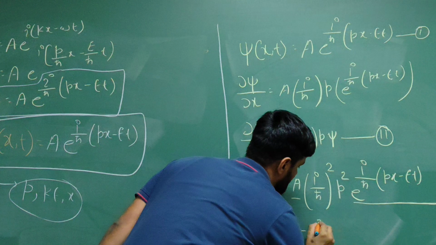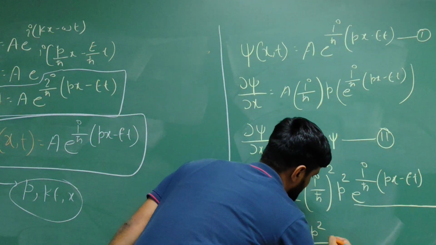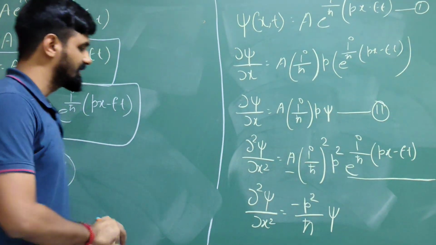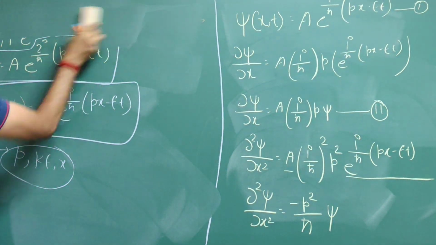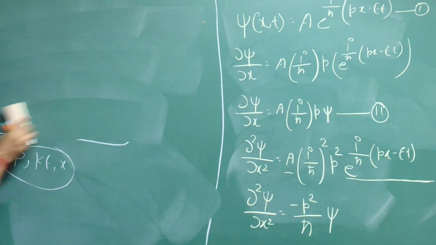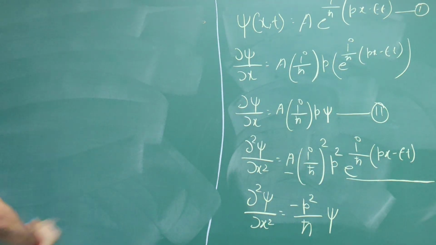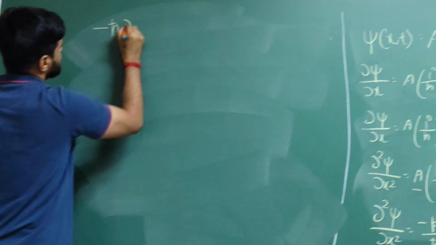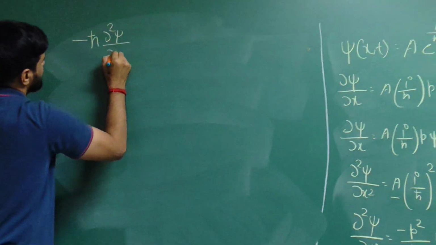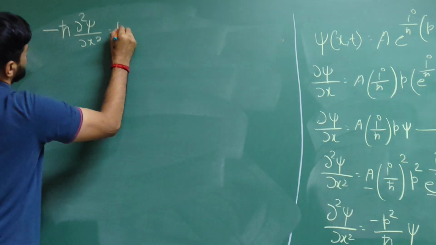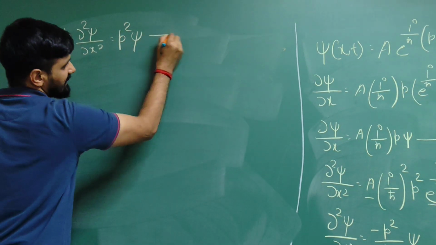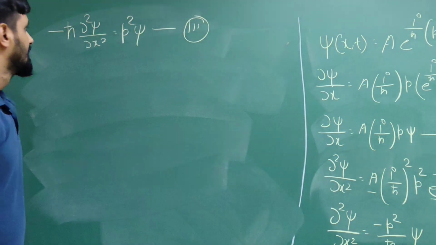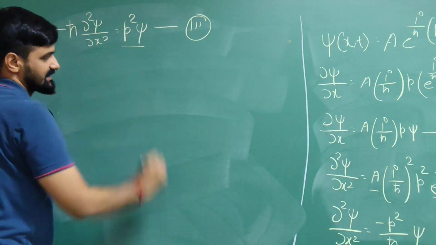Minus e square by x squared psi. Right? So we have got the value of del 2 psi by del x square, that is minus p square by h squared into psi. So from there we can write that minus h squared del 2 psi by del x square is equal to p square psi. So let's say I am assuming this one is my equation 3. Okay, so we have got the value of p squared psi.